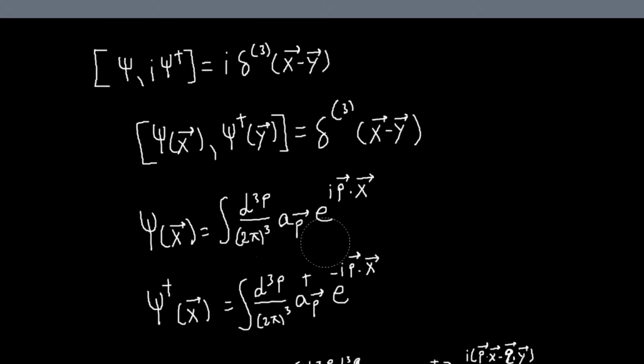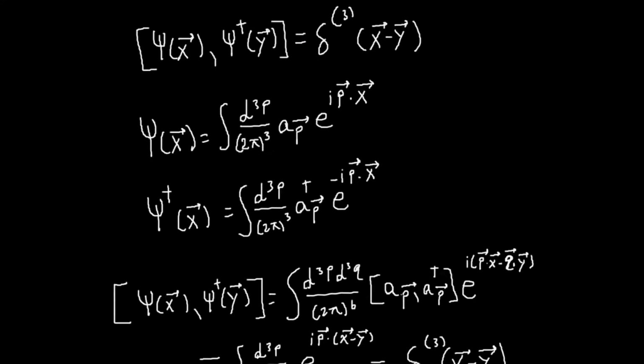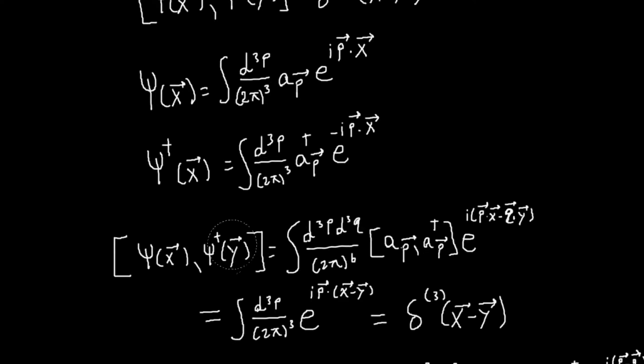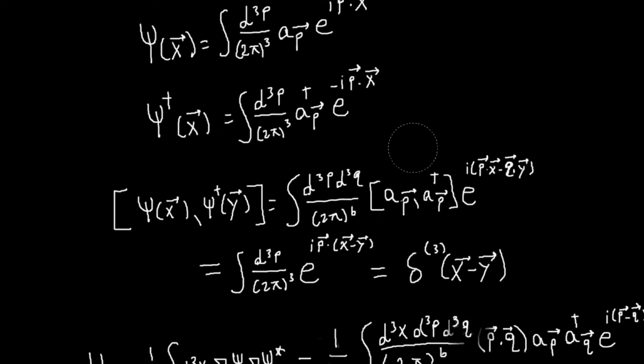And so once we've done that, we can verify that our commutation relation holds. Again, the easiest way to do that is just to write this out and then enforce the usual commutation relation between our raising and lowering operator, and we get what we want.